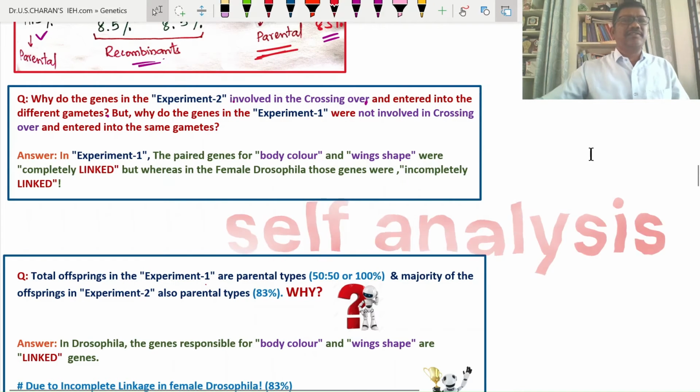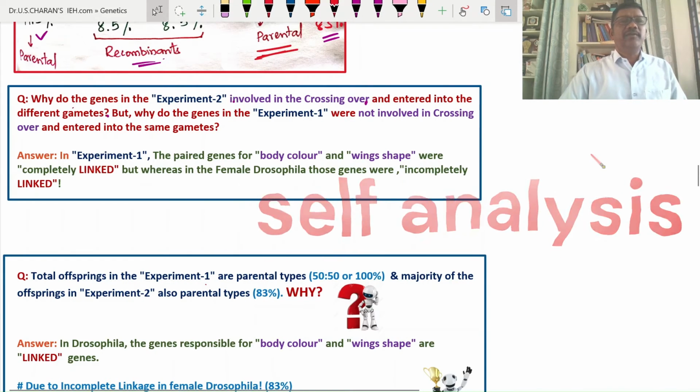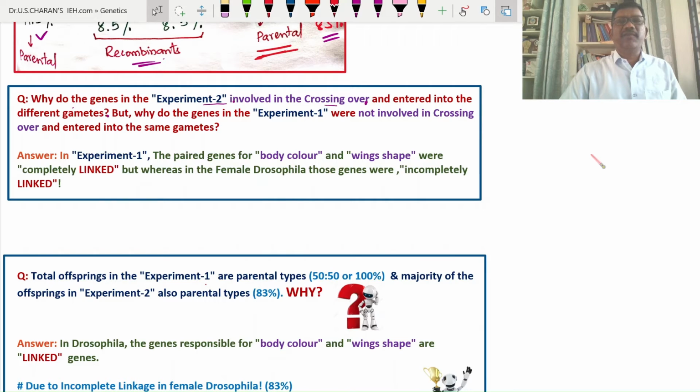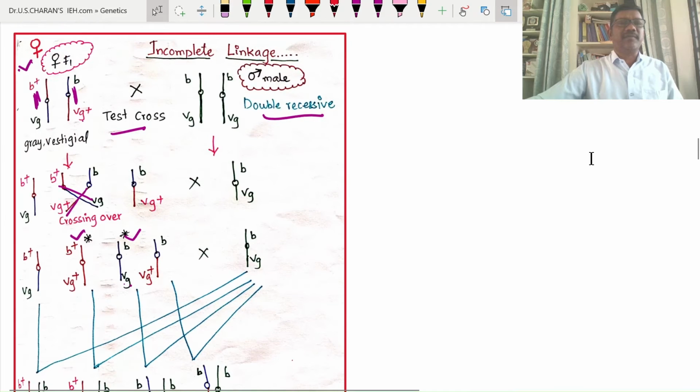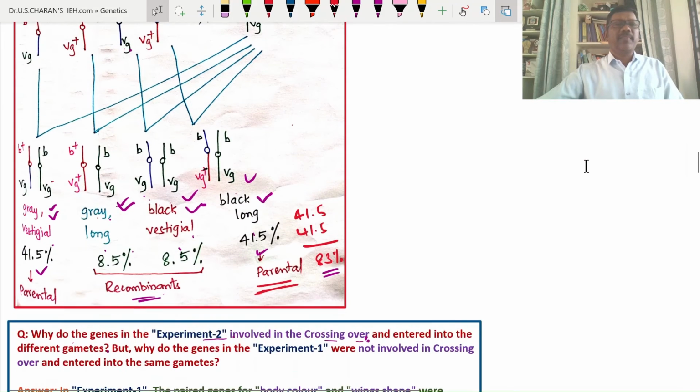I would like to raise some questions here. Why do the genes in experiment 2 get involved in the crossing over and enter into different gametes? The alleles located on the chromosomes are involved in the crossing over because they are unlinked genes. They form the new genetic recombinations, and new genotypes are formed in the next generation. That is experiment 2.